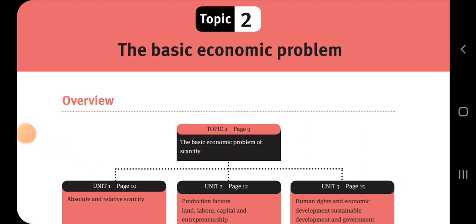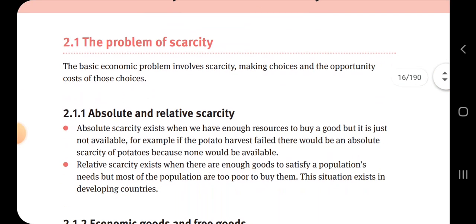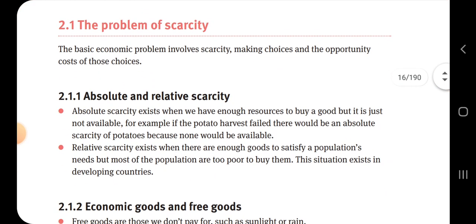Now we're on topic 2, which is the basic economic problem. So I hope you understood topic 1. It's all about what is economics. So, the problem of scarcity. There's something we call absolute scarcity and relative scarcity.